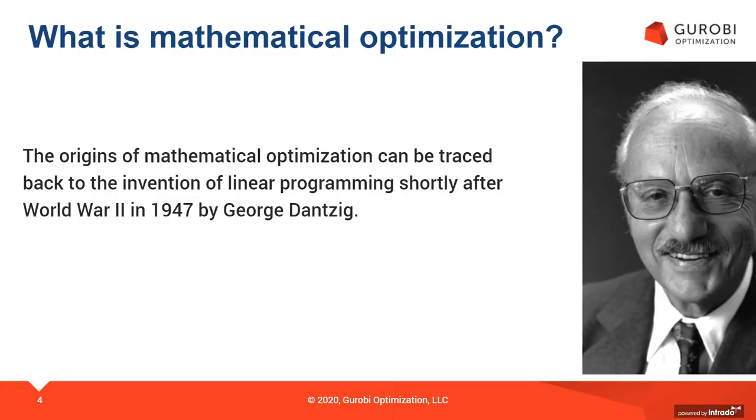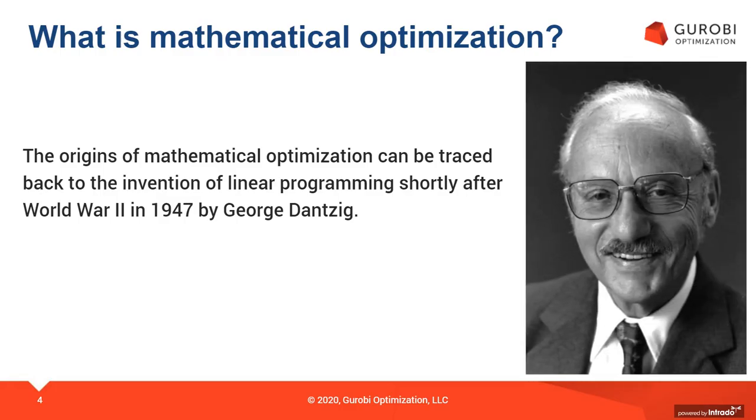Let me start with the introduction and a little bit of history. The origins of mathematical optimization can be traced back to the invention of linear programming by George Dantzig just after World War II. Essentially, George Dantzig created the whole field of mathematical programming or mathematical optimization. However, at the early stages of linear programming, there was a Russian economist, his name was Kantorovich, and another economist called Koopmans, that made significant contributions to linear programming. But the whole field of mathematical optimization really was led by George Dantzig.